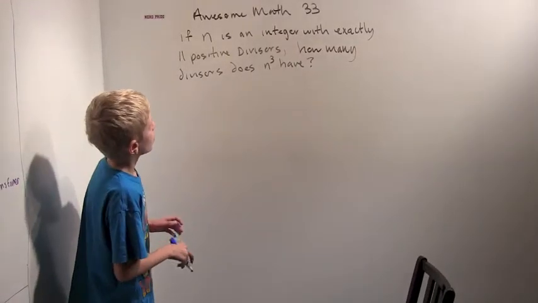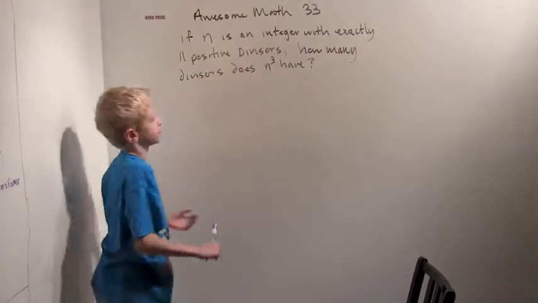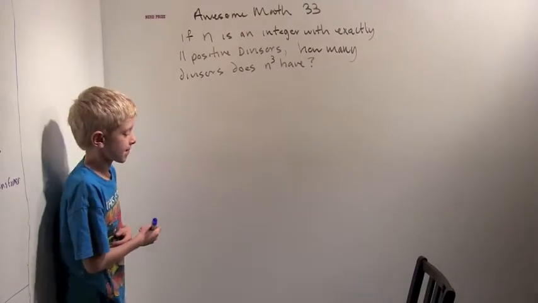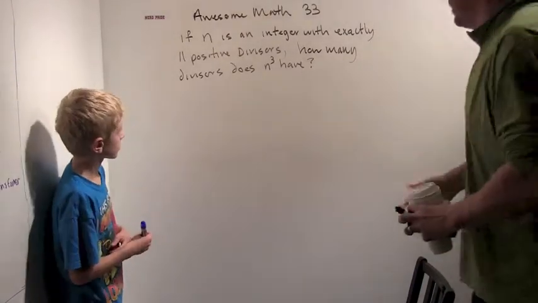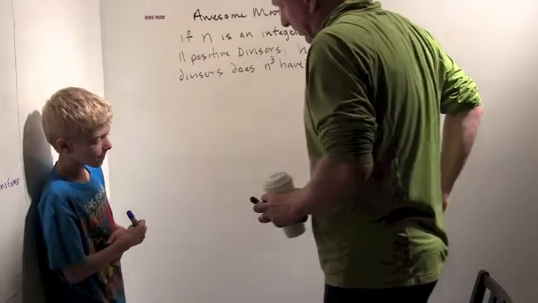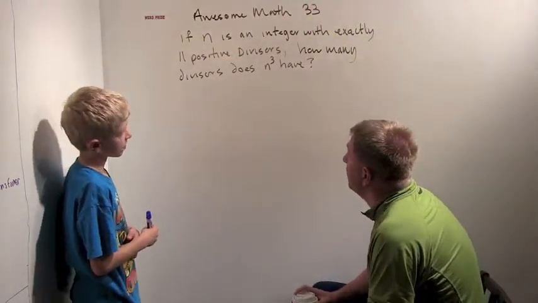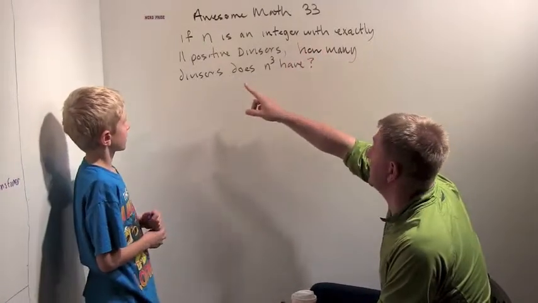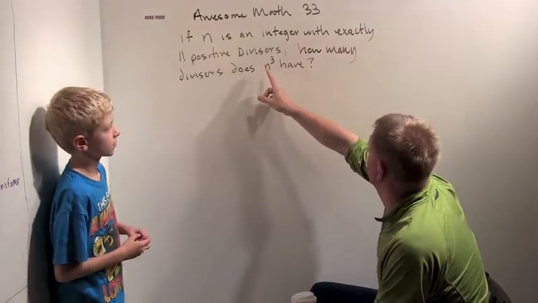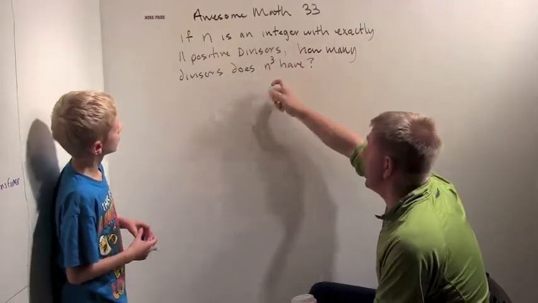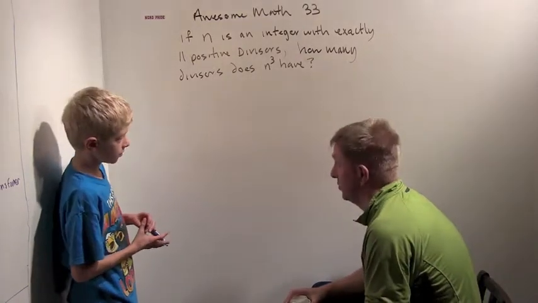Okay, good morning. Welcome to Awesome Math number 33. Today we are in the chapter on counting divisors, and this is a problem based on one of the problems in your book. If n is an integer with exactly 11 positive divisors, how many divisors does n cubed have?